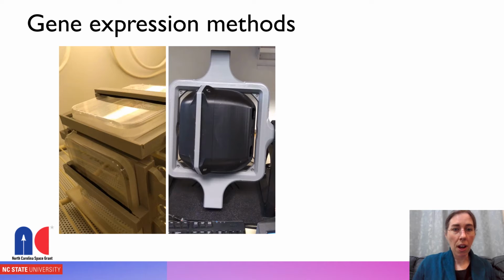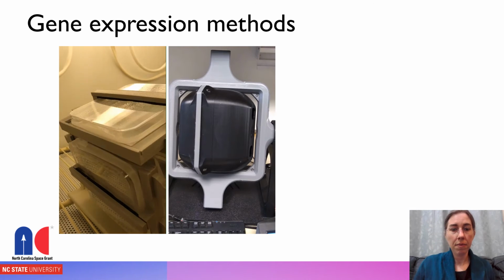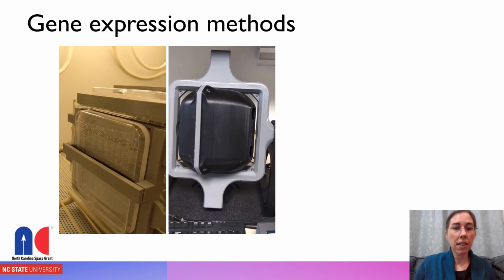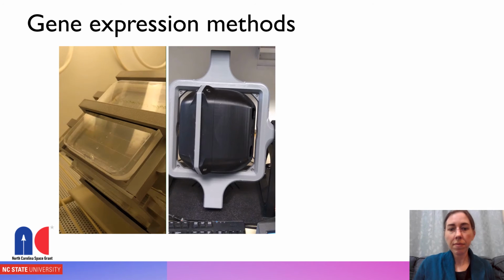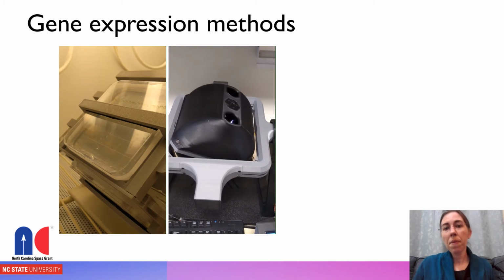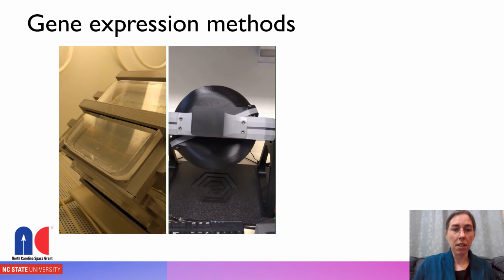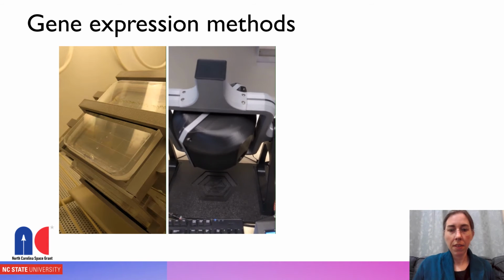To mimic microgravity, I grew plants on rotating devices called clinostats. A 2D clinostat rotates along one axis. A 3D clinostat rotates along 2 axes. I also grew 1G stationary plants under the same conditions as the control treatment.